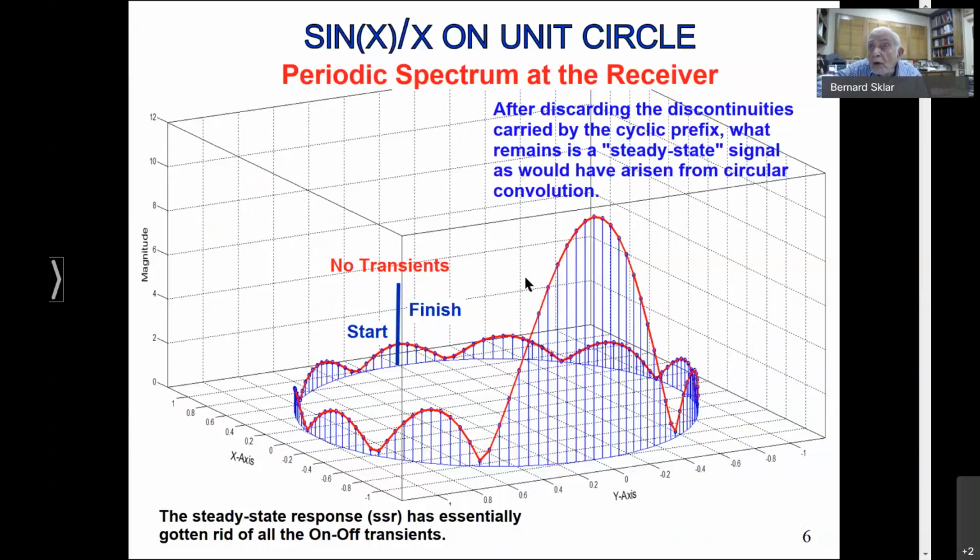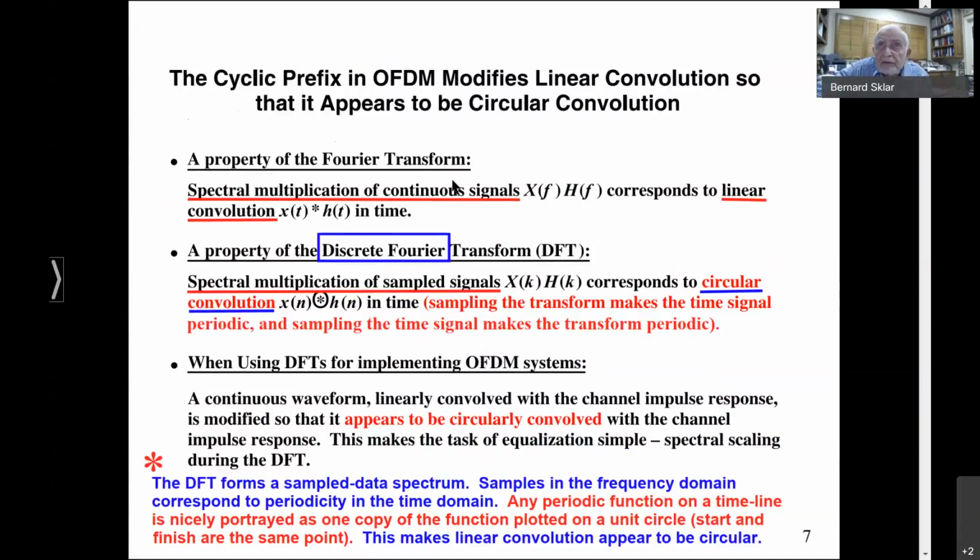So notice the property of the Fourier transform is that spectral multiplication of continuous signals corresponds to linear convolution. And a property of discrete Fourier transforms is that spectral multiplication of sampled signals corresponds to circular convolution. Sampling the transform makes the time signal periodic. Sampling the time signal makes the transform periodic. Let me just wind up by saying this. Any periodic function on a timeline is nicely portrayed as one copy of the function plotted on a unit circle, provided we throw away the transients.